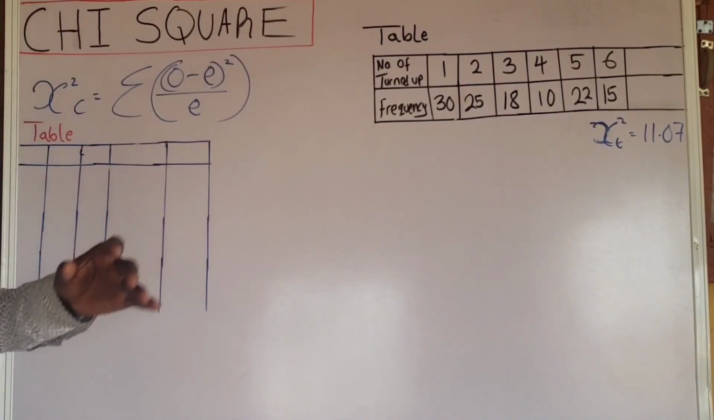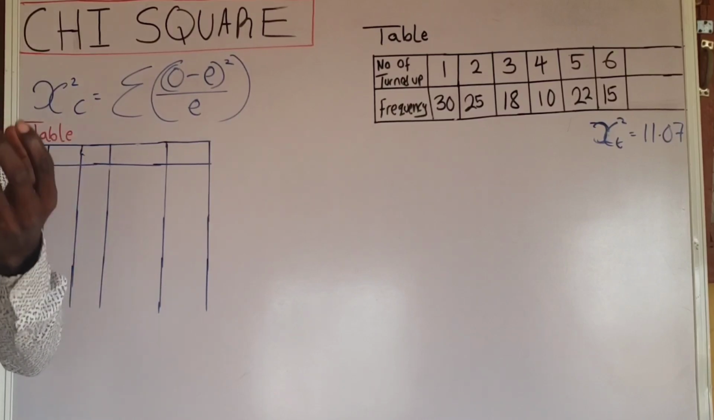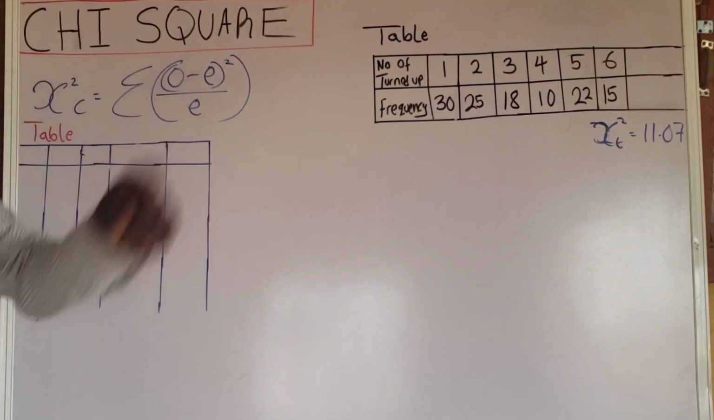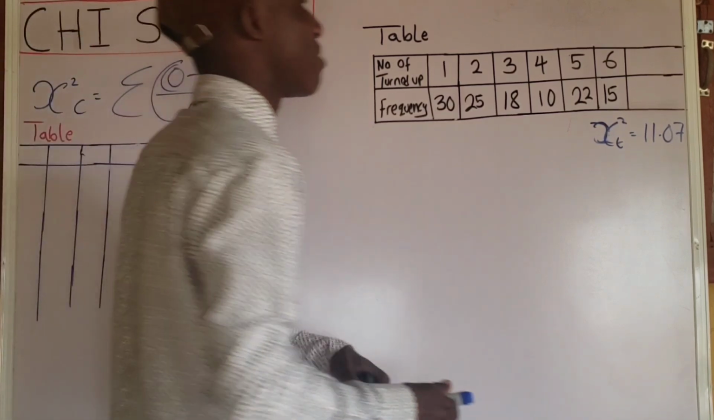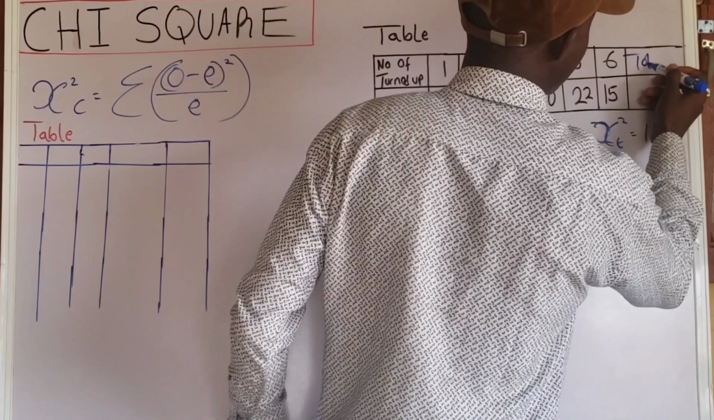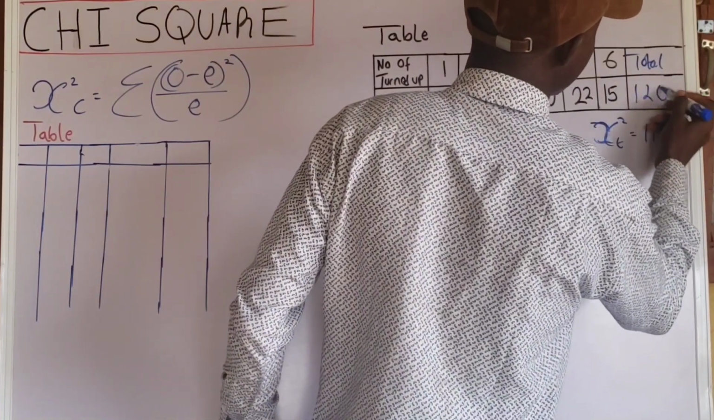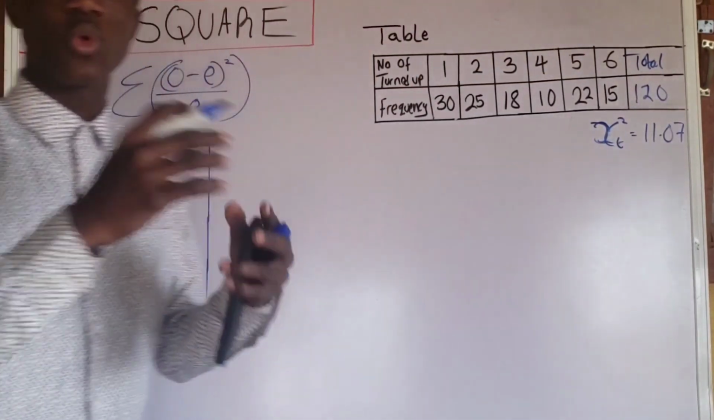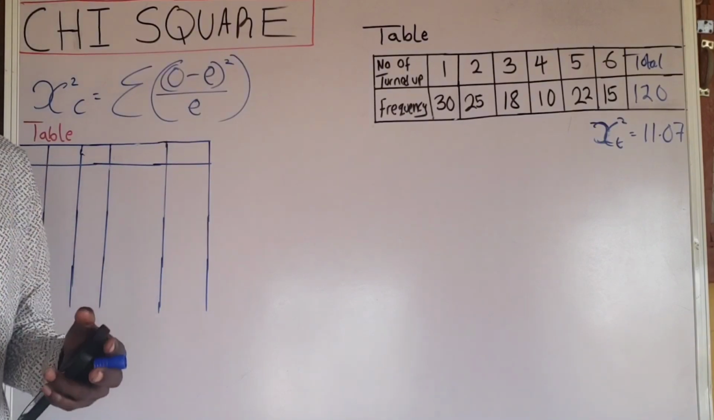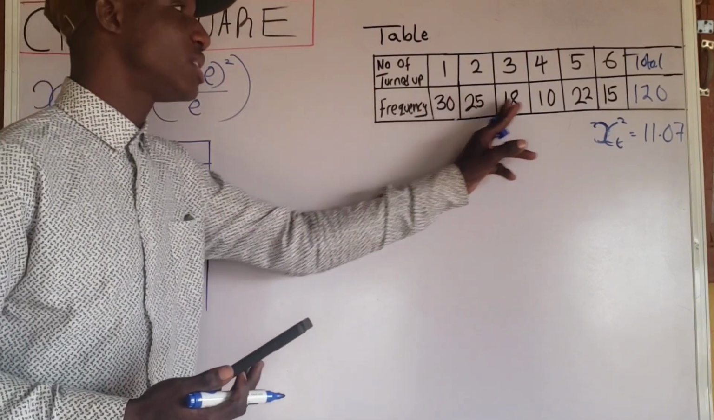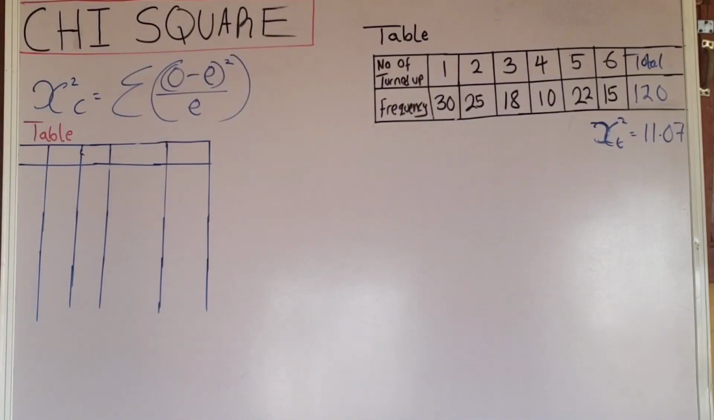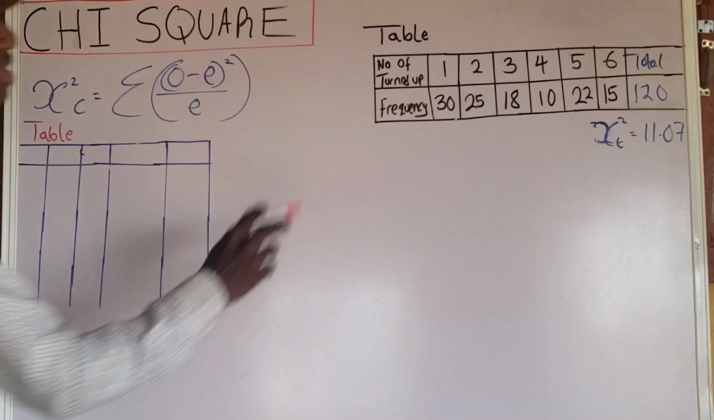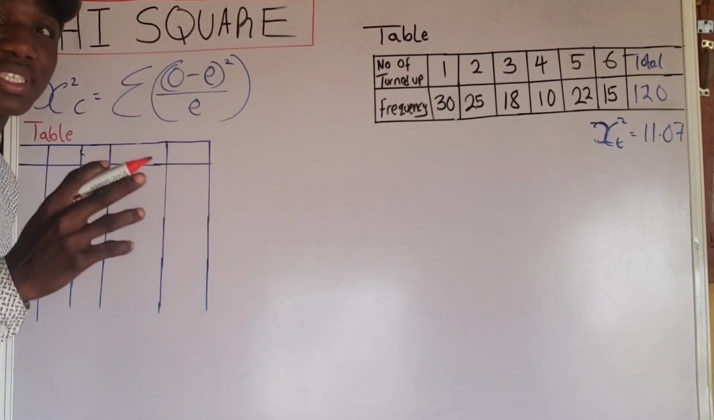Now we are told that this die is tossed how many times? 120 times. That means the total of the frequencies must be equal to 120. So here I'm going to have 120, because the die is tossed 120 times. So the total of all these frequencies must be equal to 120. Okay, so we have been given the observed values. The observed values are the frequencies that we are given.